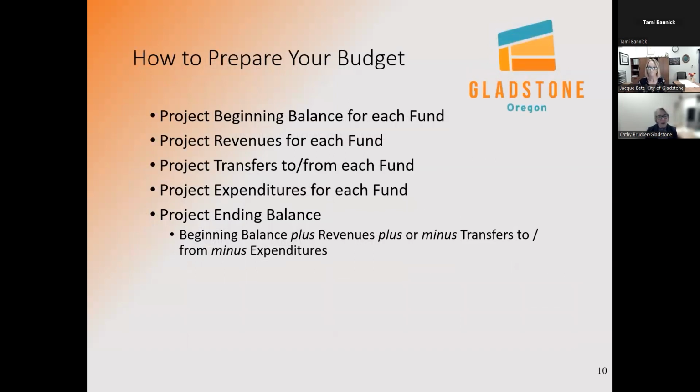And then how to prepare your budget. They follow the following guidelines for this. They project the beginning balance for each fund. That is something I take care of internally here. Project revenues for each fund. I take care of those. We rely heavily on the department managers to help with projecting expenditures for each fund, and any transfers to and from. And then the projected ending fund balance I take care of as of the end of the current fiscal year, which provides us our beginning fund balance to start off the budget with. Next slide.